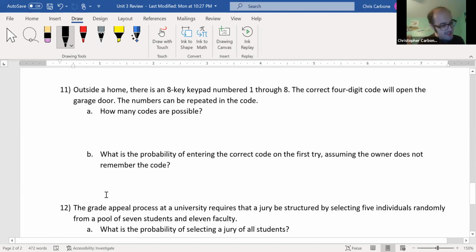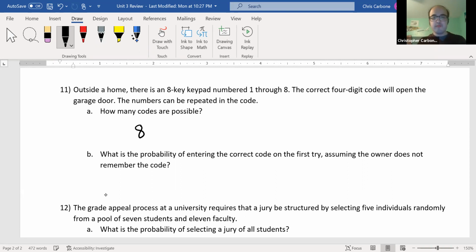Question number 11. I have outside a home, there's an 8-key keypad numbered 1 through 8. The correct 4-digit code will open the garage door. The numbers can be repeated in the code. We want to know how many codes are possible. Well, there are 8 keys, and there's 4 digits. So this would be 8 to the 4th power, which is 4,096.